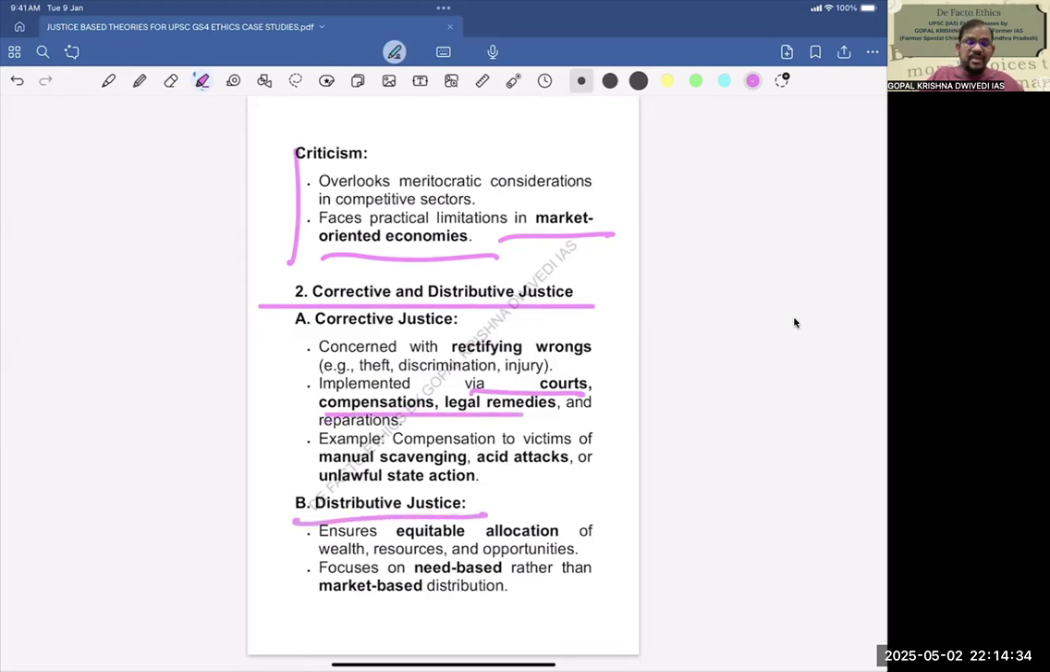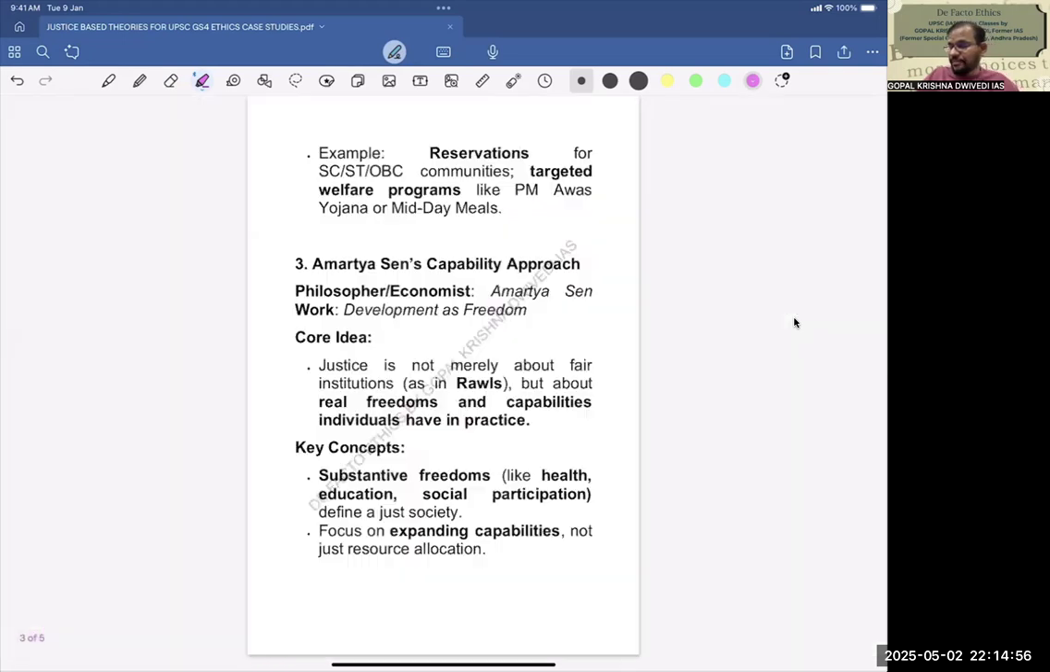Now, what is distributive justice? It ensures equitable allocation of wealth, resources, and opportunity. That is need-based, not market-based. So again, it resembles the socialistic principle. Basically, distributive justice is a socialistic principle which focuses on equitable allocation, need-based rather than market-based. Examples are SC/ST/OBC reservations, then targeted welfare programs like PM Awas Yojana, midday meals, etc. Many other government programs fall in this distributive and corrective justice also.